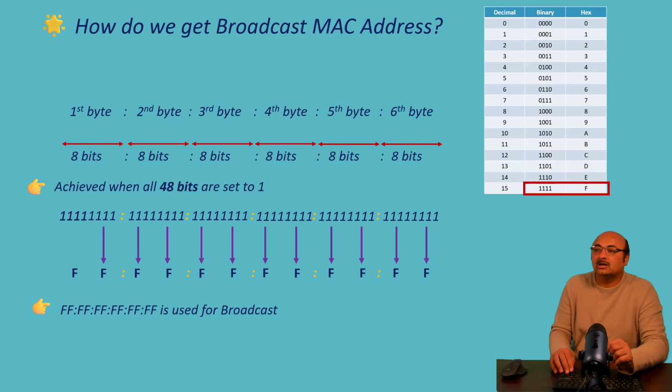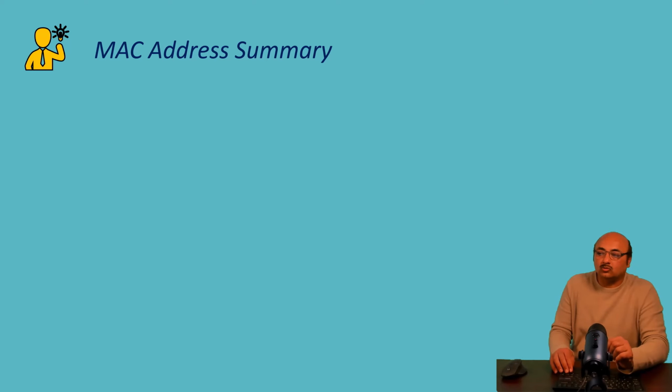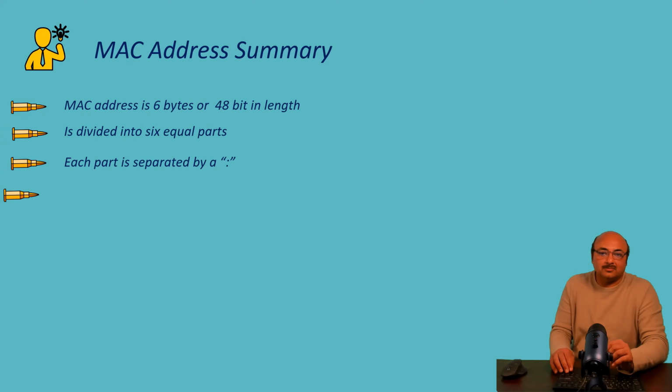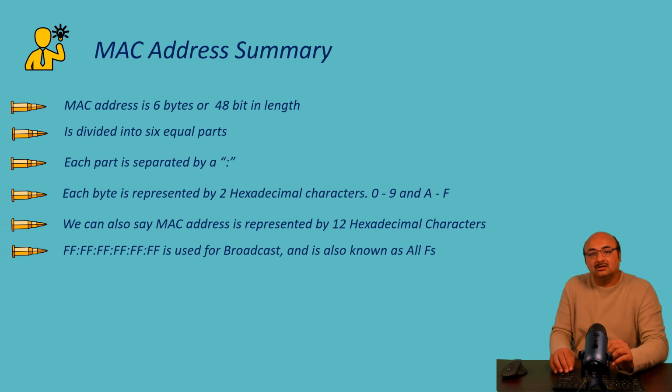Now to summarize what we learned in this lesson about MAC address: it is 6 bytes or 48 bits in length. It is divided into 6 equal parts. Each part is separated by a colon, and each of these bytes is represented by 2 hexadecimal characters, in all 12 hexadecimal characters. And finally, for the broadcast MAC address, we use all Fs. All the 12 hexadecimal characters are Fs.